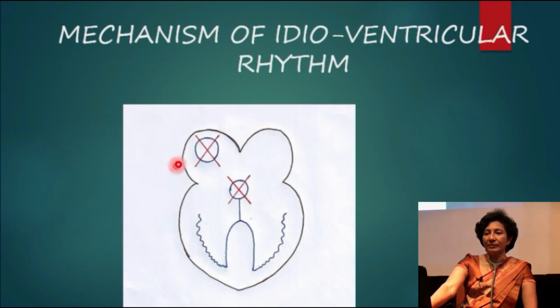There what happened? Either SA node or both SA node and AV node are not functioning. Then the ventricle emits the escape beats to depolarize the ventricle, rate below 120 beats per minute. If the rate is above 120 beats per minute, that is diagnosed as ventricular tachycardia. So those slow ventricular rhythms are termed idioventricular rhythms.